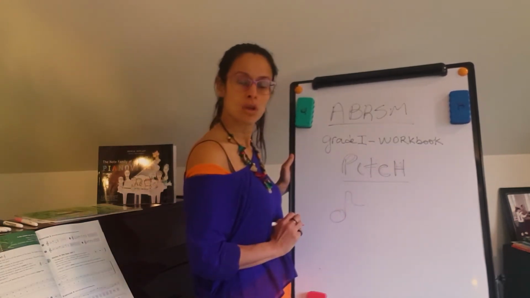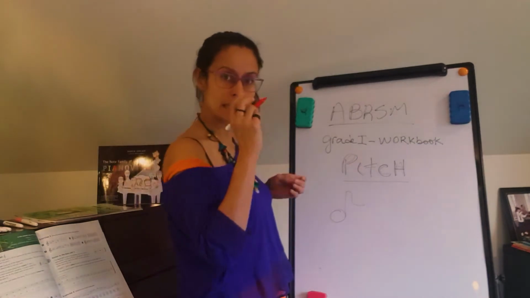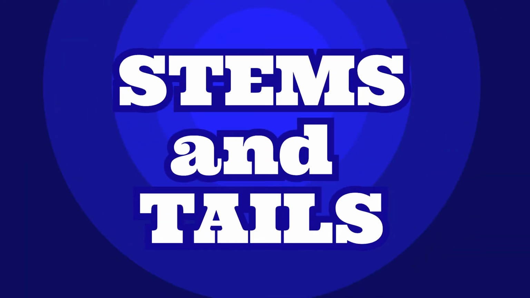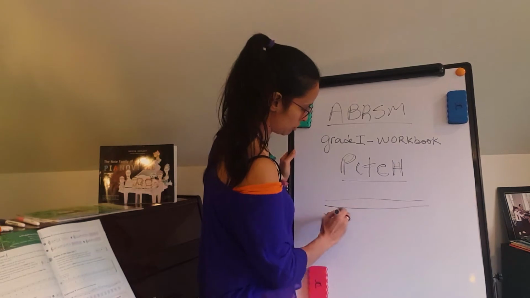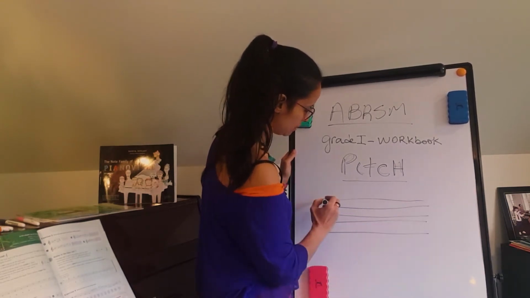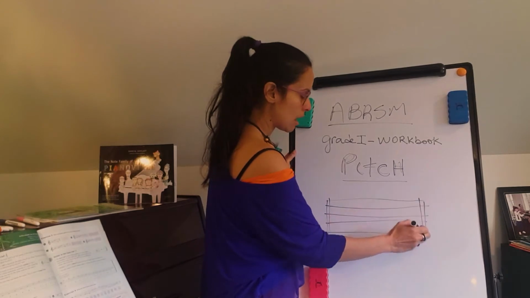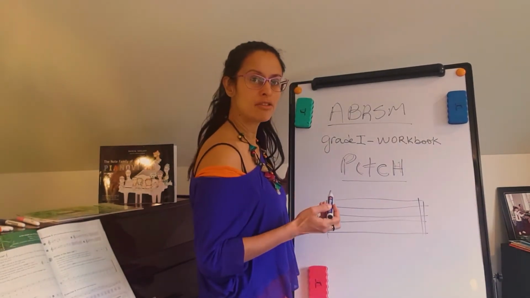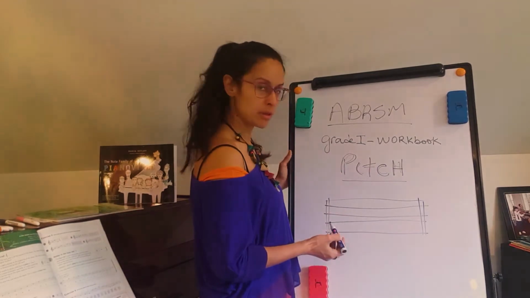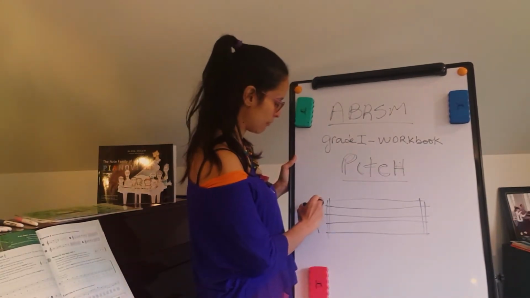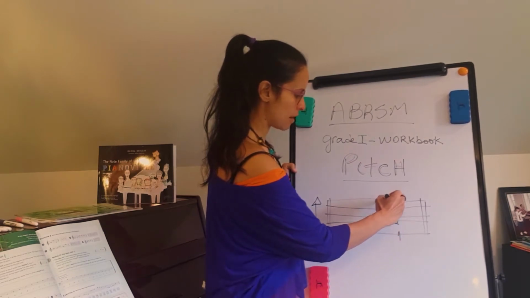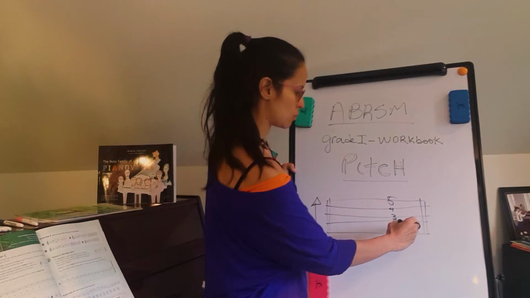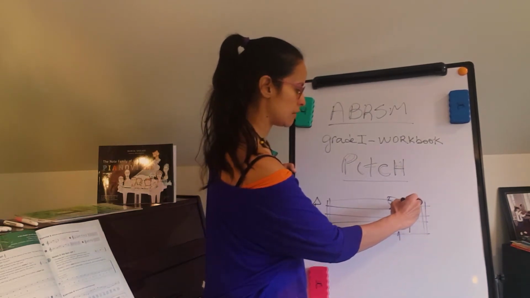tail. Okay, first of all, stem. We have the stave. 1, 2, 3, 4, 5 lines. Our stave, always we have to count our lines and spaces from the bottom to the top. So we have 5 lines on the stave. 1, 2, 3, 4, 5, and 4 spaces. 1, 2, 3, 4.